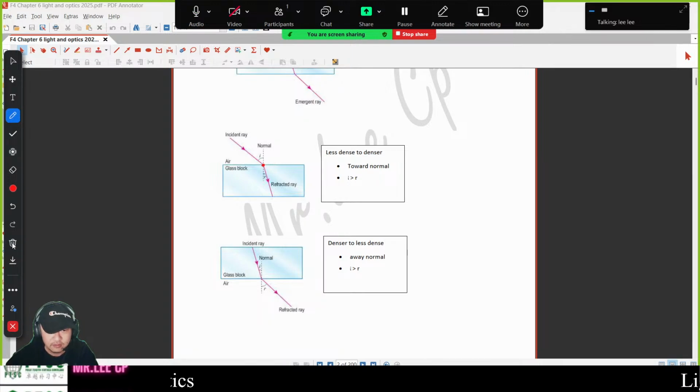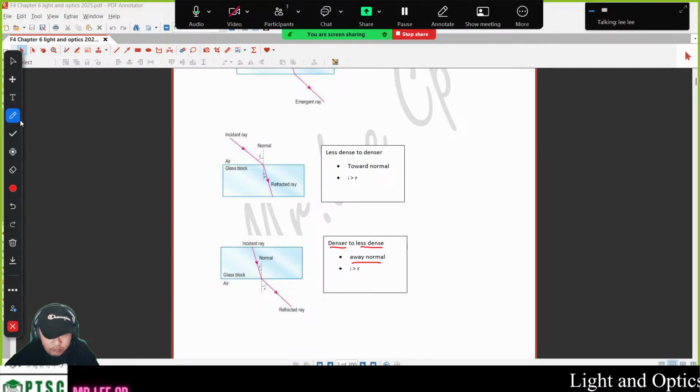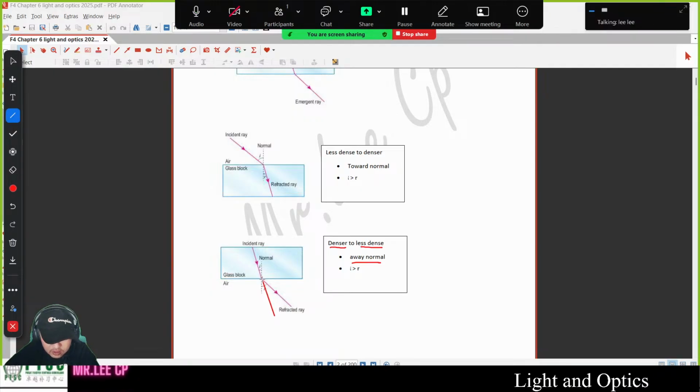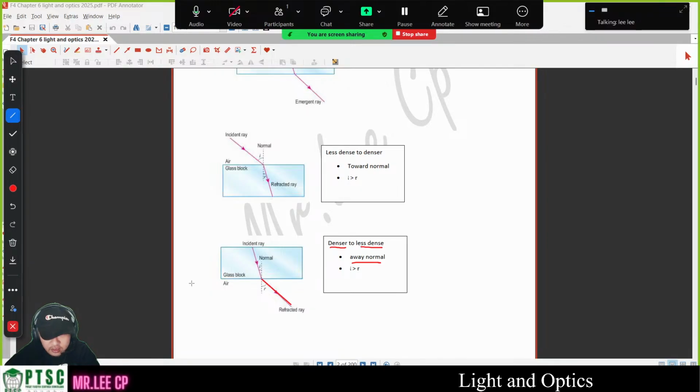All right. Now, when the light travels from denser to less dense, it will bend away from the normal, meaning that it will not go straight. It will bend away from the normal.